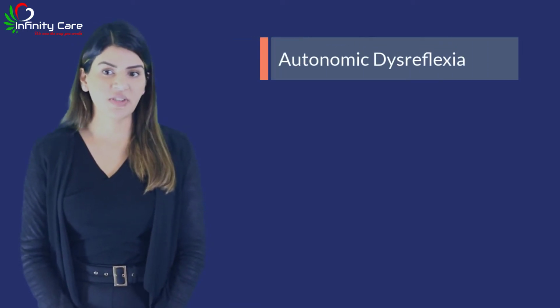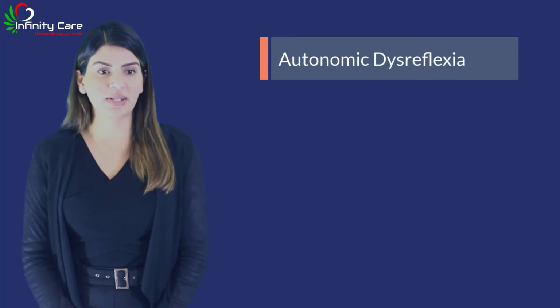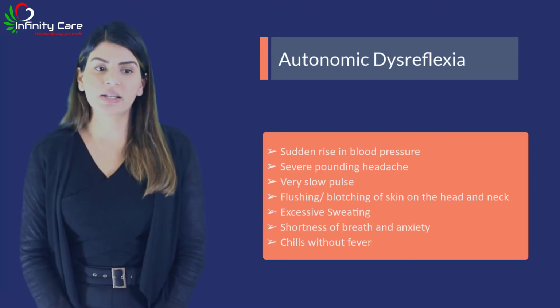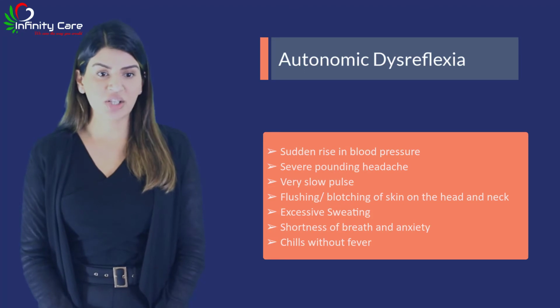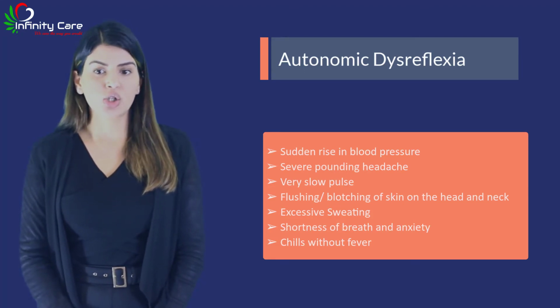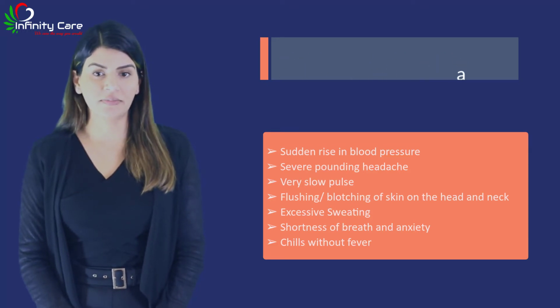Autonomic dysreflexia can also result in brain hemorrhage, seizure fits, arrhythmias, heart palpitations, and possibly death. Some of the signs and symptoms include sudden rise in blood pressure, severe pounding headache, flushing and blotching of the skin, excessive sweating, shortness of breath or anxiety, and chills without fever.